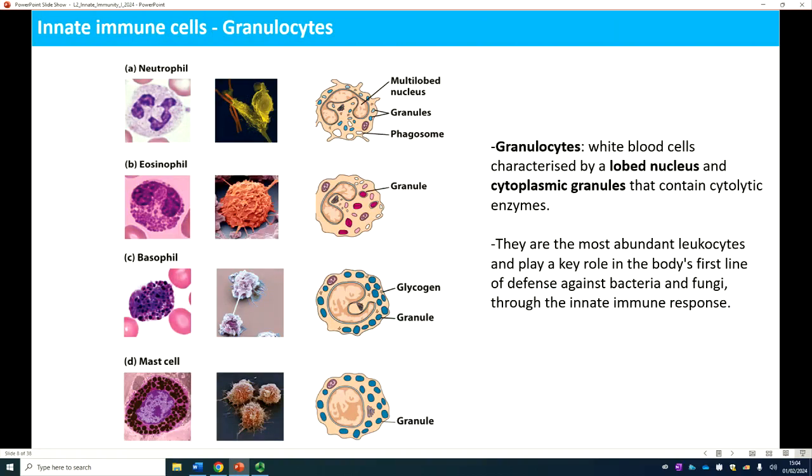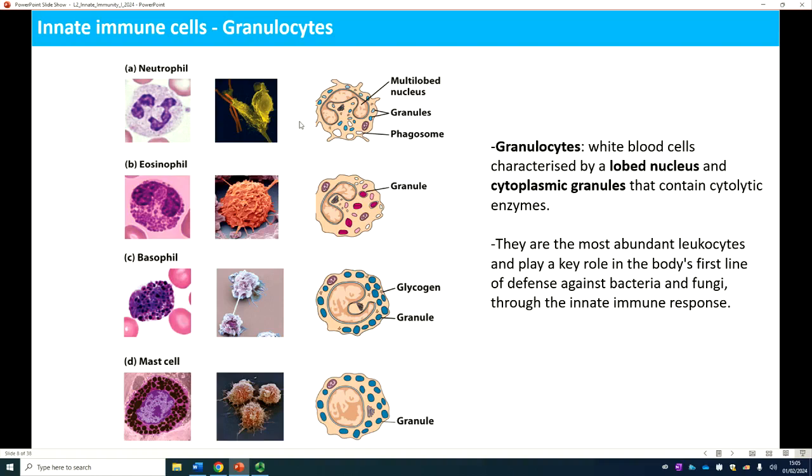So let's first of all look at the leukocytes that are involved in the innate immune system. First up, we have our granulocytes. Within this, we have our neutrophils, our eosinophils, basophils, and our mast cells.